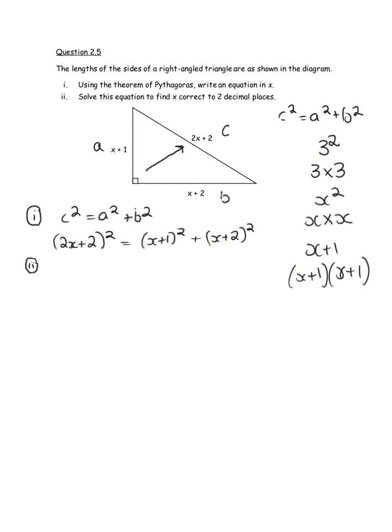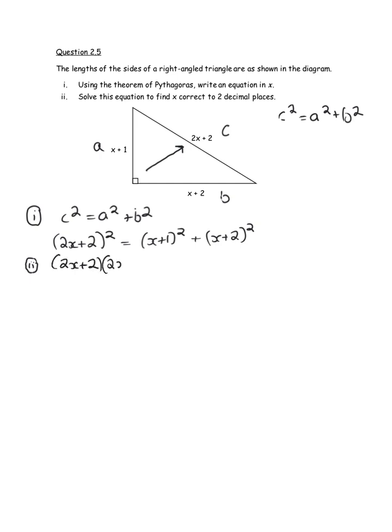Now that's just an aside to show you a place where people fall down. I'm going to go back here now and I'm going to fill this in properly. So this is going to become 2x plus 2 times 2x plus 2. That's going to be equal to x plus 1 times x plus 1 plus x plus 2 times x plus 2.